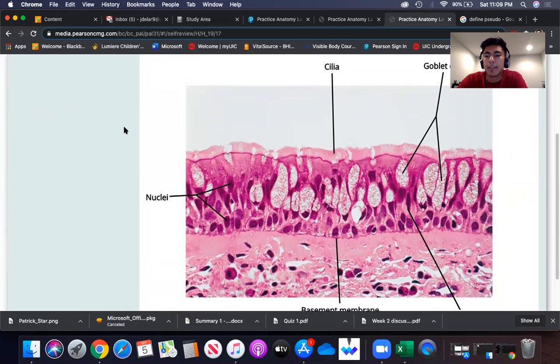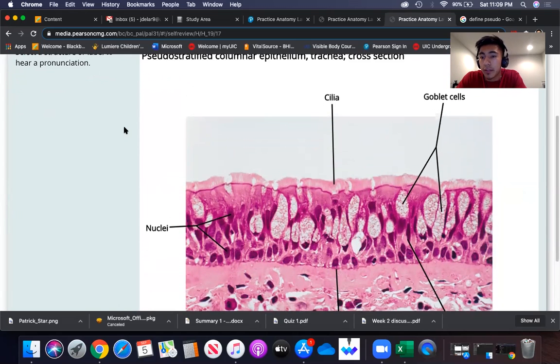This is the last type of simple epithelium cells you will find in the body. This is probably one of the more confusing ones because it does give the impression that there are multiple layers, but don't be fooled, it is still one layer. This is called the pseudostratified columnar epithelium.